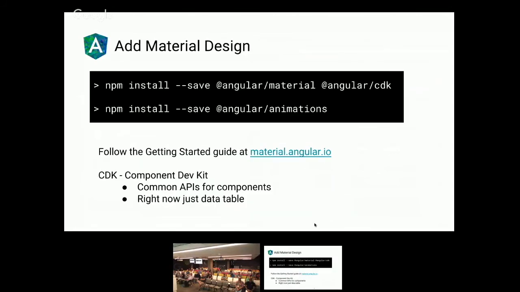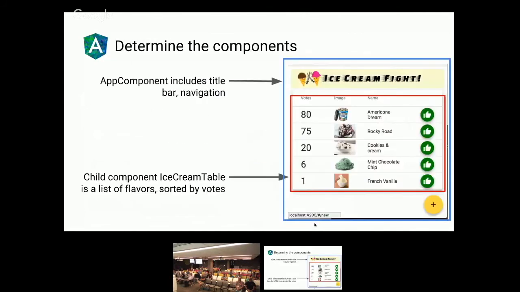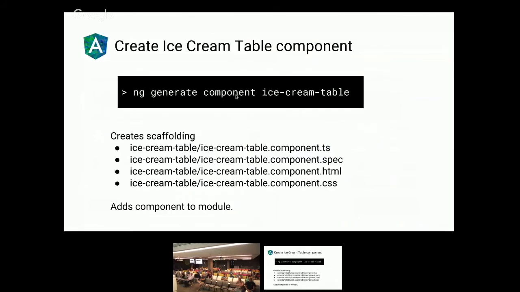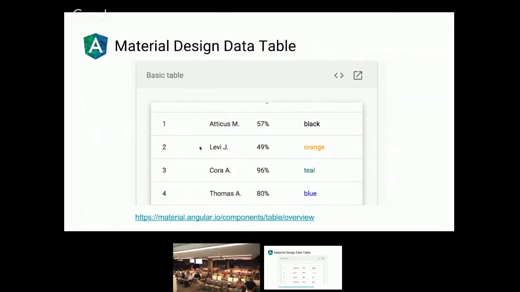If you want to use material design, because that's how we get this attractive looking table, you just npm install Angular Material and Angular CDK. We'll get to what that is in a bit. And we're also going to add some Angular animations. So we do npm install --save Angular animations. And we're also going to be generating a component. So the Angular CLI can create the scaffolding for us. And the goal is to get this material design data table running.